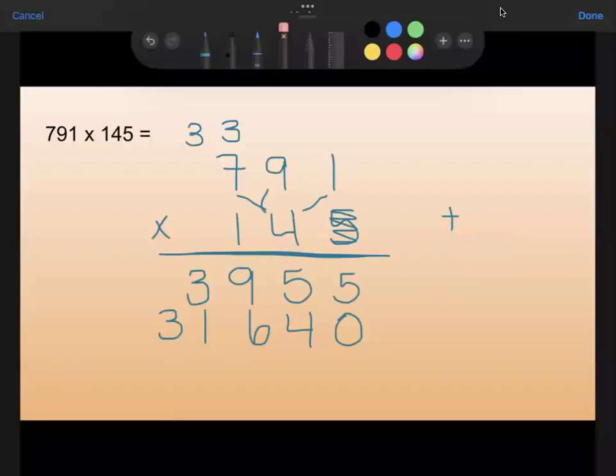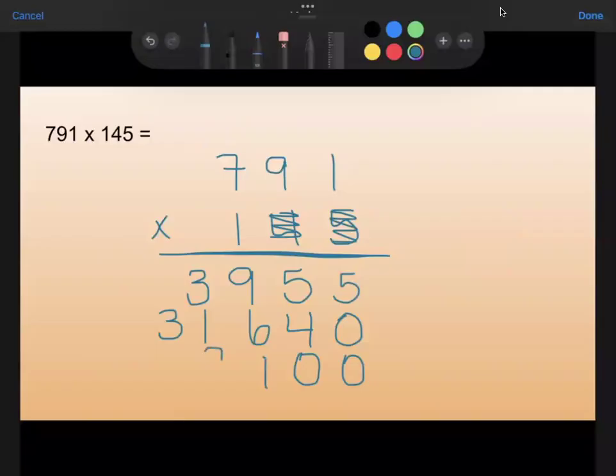All right. I'm going to erase this and this. I'm going to even erase these. I don't need them anymore. And cross off the 4. Now for the third row, I have to add 2 zeros because I'm multiplying by a number in the hundreds place. So 0, 0, 1, 0 tens. 1 times 1 is 1, 9 times 1 is 9, and 7 times 1 is 7.